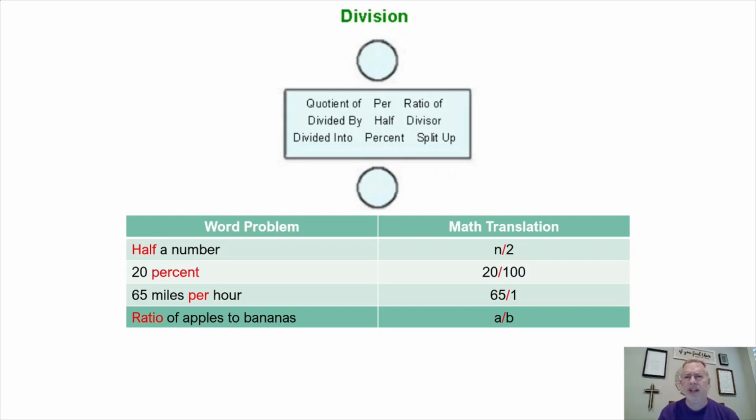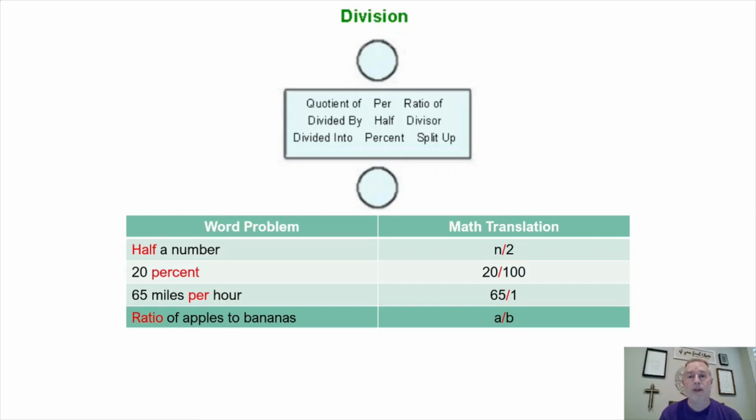20%. A percent, that's not division, is it? Well, yeah. Percent means out of 100. So we're taking 20 out of 100, or 20 per 100, percent, okay? So 20 per 100 is 20 divided by 100. And y'all know cent? There's 100 cents in a dollar. So that's how you can remember it's 100.